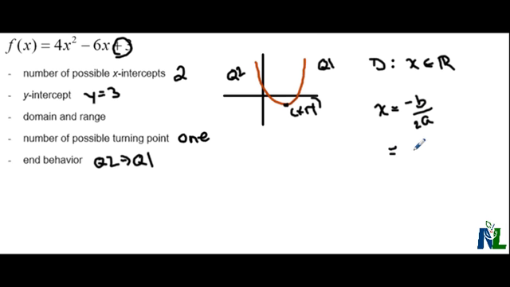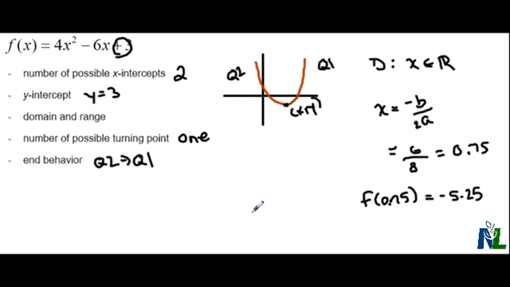So I need to put in a negative 6, and 2 times a, which would be 8. That's going to give me an x value at the vertex of 0.75. Now in order to find out what the range is going to be, I need to find what that function is when x is 0.75. So I need to take this and plug it into my original function for x. If I do that, I'm going to get a value of negative 5.25.